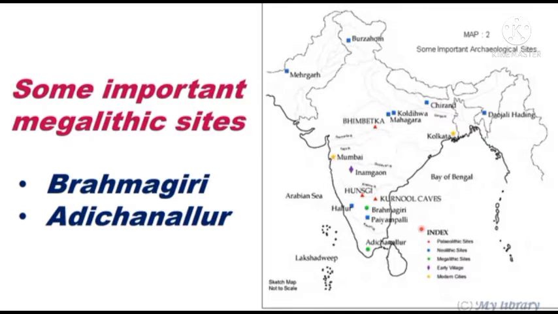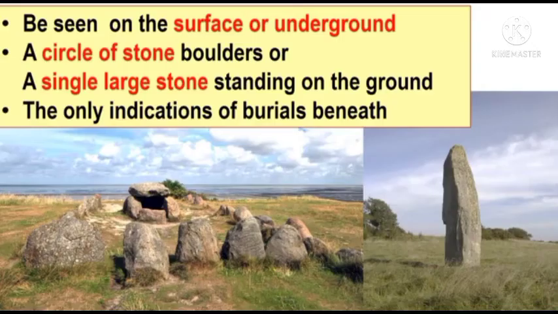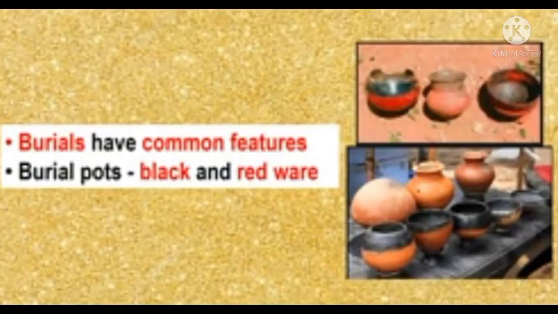Some important megalithic sites are shown on Map 2, page number 14. While some megaliths can be seen on the surface, other megalithic burials are often underground. Sometimes archaeologists find a circle of stone boulders or a single large stone standing on the ground. These are the only indications that there are burials beneath. All these burials have some common features.